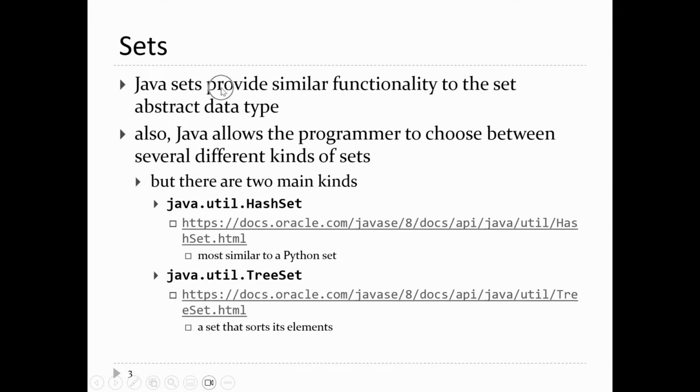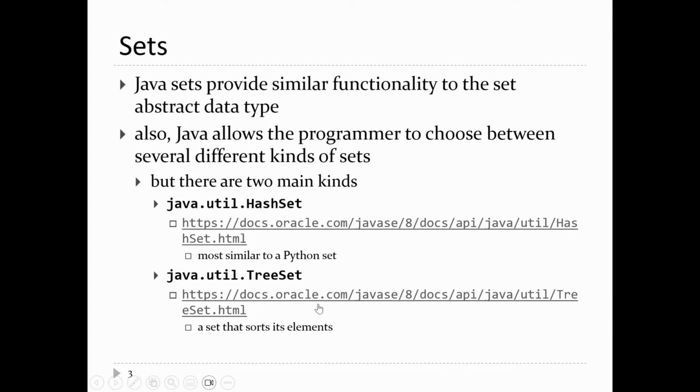Okay, so Java sets provide similar functionality to basically mathematical sets. But you are allowed to choose from different kinds of implementations. So I can choose to use a hash set, or you can choose to use a tree set. There's other types of sets as well. If you use the Python set, then the Java set that's most closely related to the Python set is hash set.